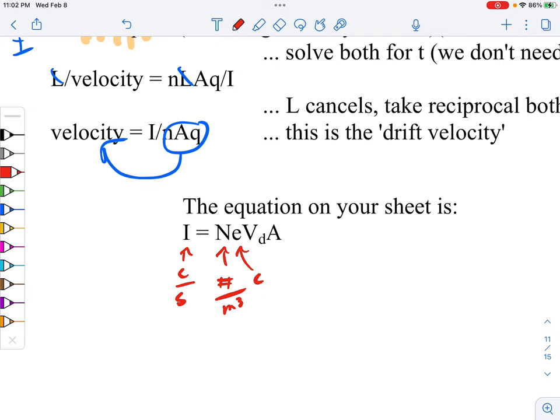Then we have this term here, that's the drift velocity. What the heck is that? It's how fast the things are going, so it's how much length they cover: meters per second. Then there's that mess, and then there is this area thing. How do we measure area? Meters squared.